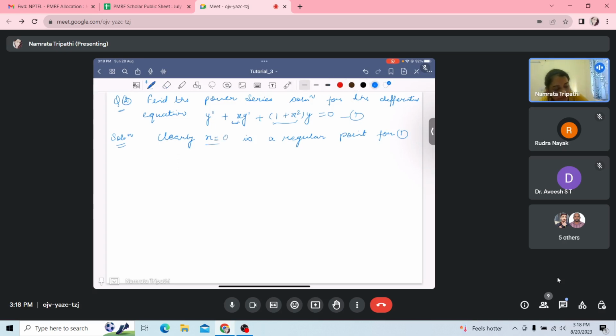Further you can classify whether it is singular, regular or irregular. Simply, at those points where P(x) and Q(x) are discontinuous or undefined, those points will become singular points, isn't it?